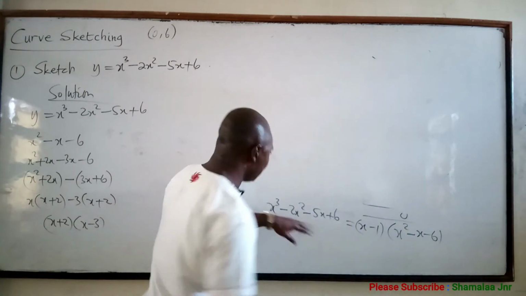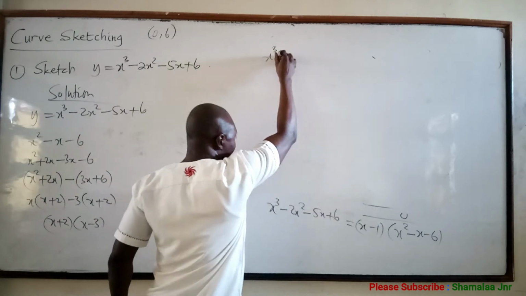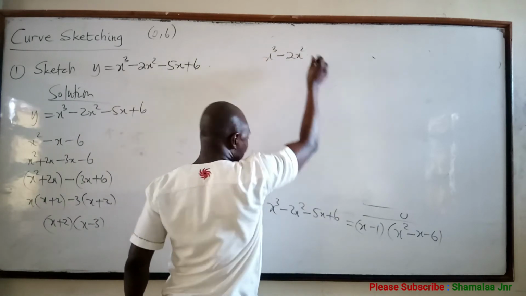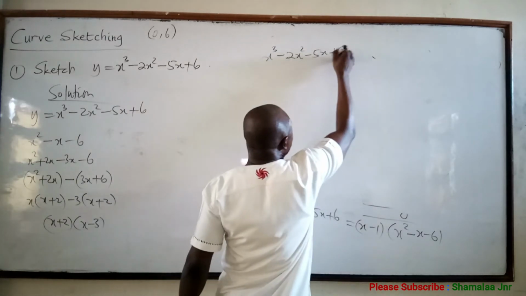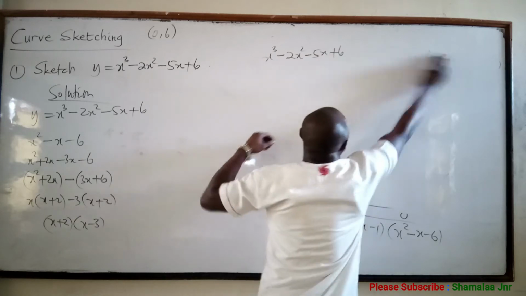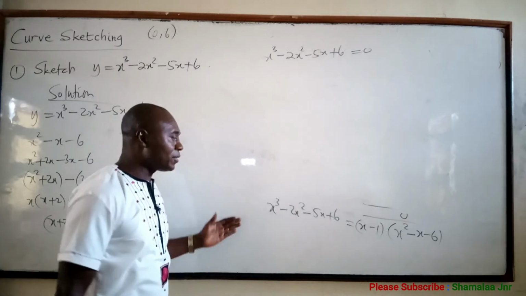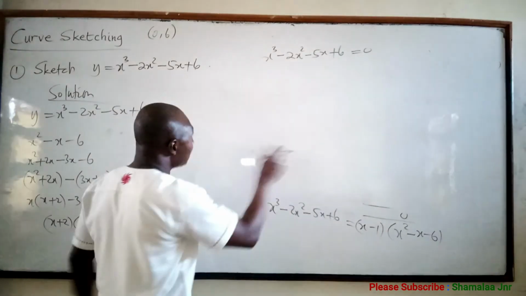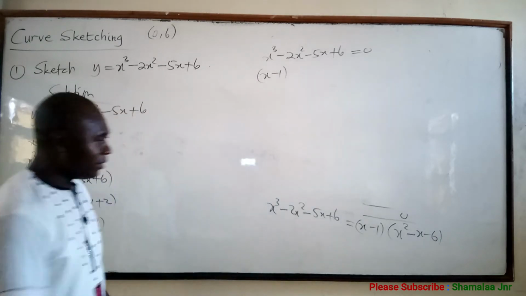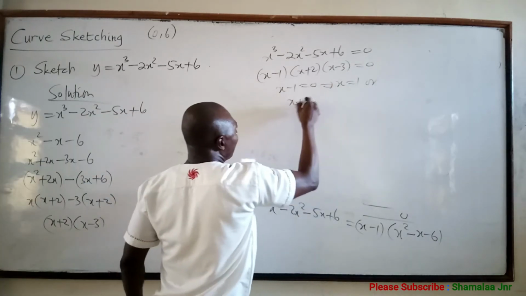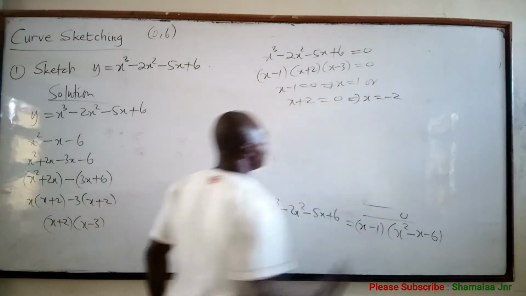What this means is that x cubed minus 2x squared minus 5x plus 6 equal to 0. Don't forget you are finding the intercepts on the x-axis. This one is the same as x minus 1, x plus 2, x minus 3 equal to 0. So x minus 1 equals 0, or x plus 2 is equal to 0. Implies x is equal to negative 2.